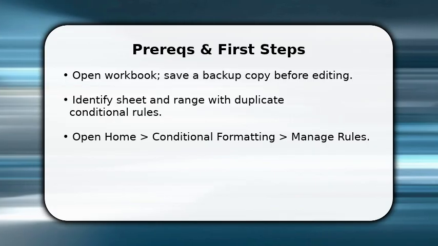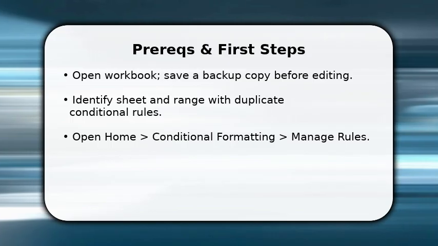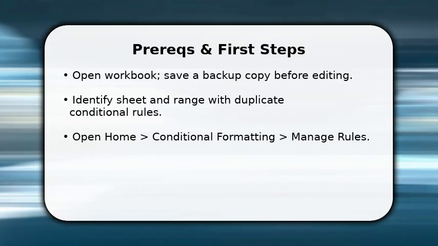Next, go to Home, Conditional Formatting, Manage Rules so you can see every rule against that selection. Once the Rules Manager opens, change the drop-down to show rules for the current selection. This reveals duplicates and order, which matters for precedence and stop if true behavior.